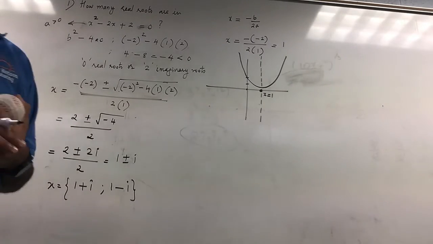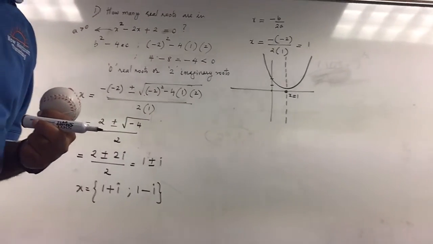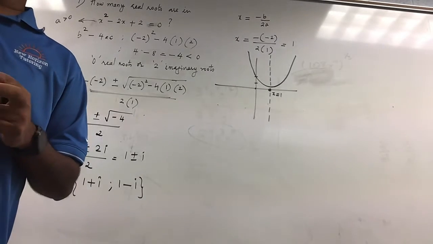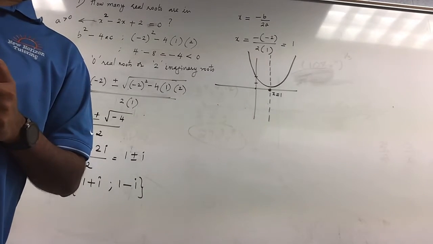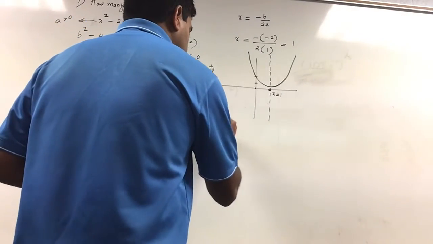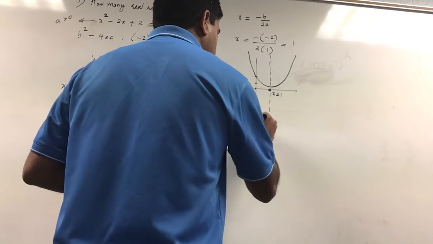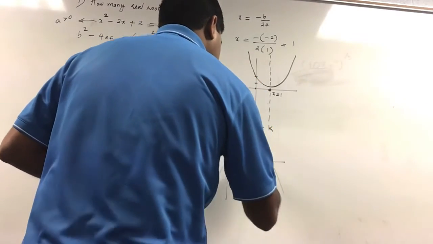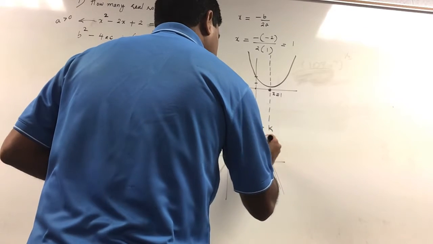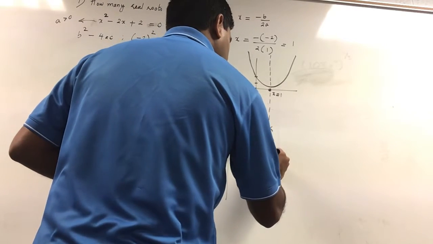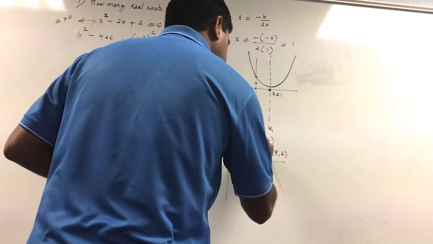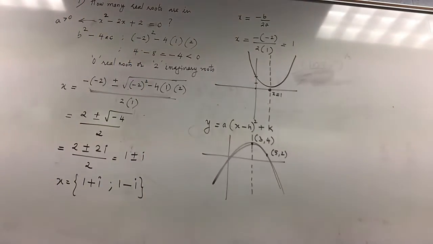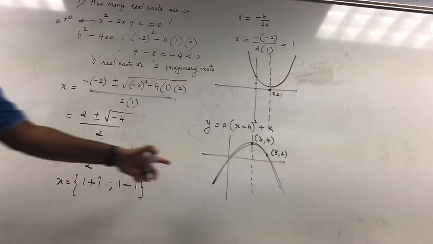Now, go to page 11. Now we're gonna go to the equation of a parabola in vertex form, which is y is equal to a times (x minus h) squared plus k. With this information, write the equation of the parabola for this one in vertex form.